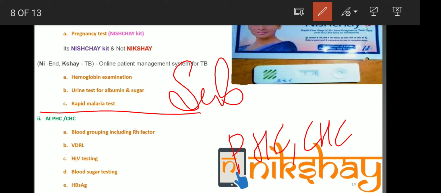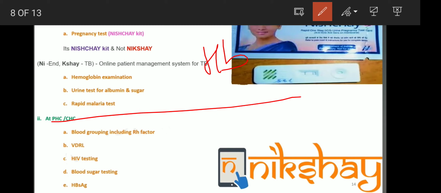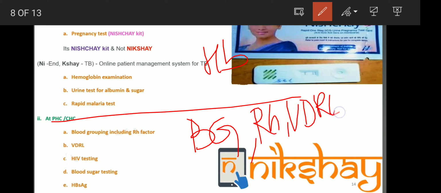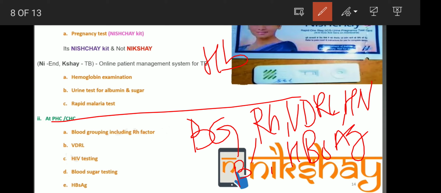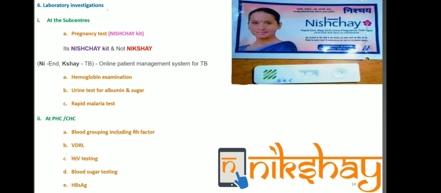What do we have at PHC and CHC? Here we also check the HB. Here we will do the blood group testing and RH factor, VDRL, HIV, blood sugar test, and HBsAg test for hepatitis. So again, memorize this: blood grouping, VDRL, HIV, blood sugar testing, HBsAg. These are the tests which are carried out in the centers.